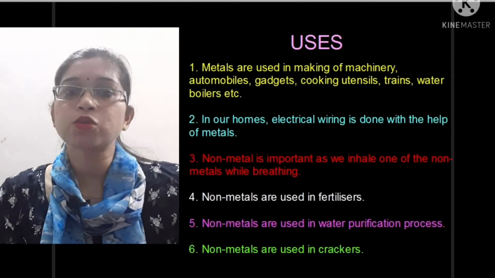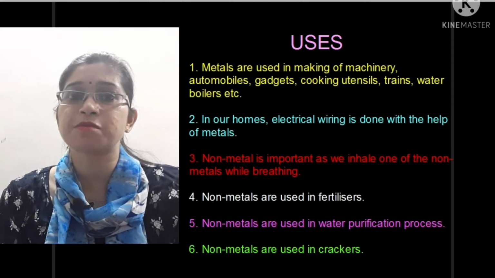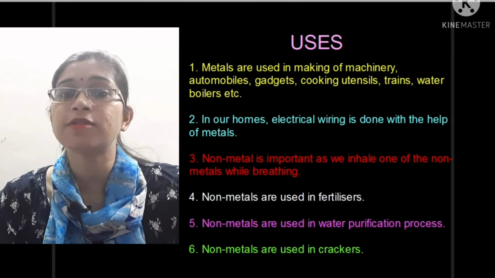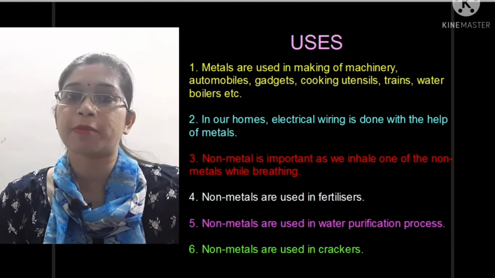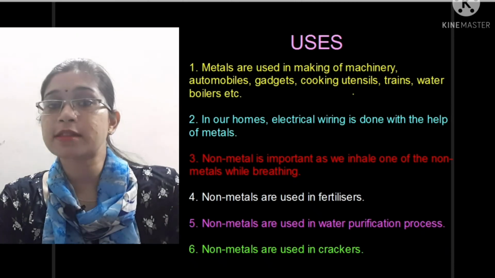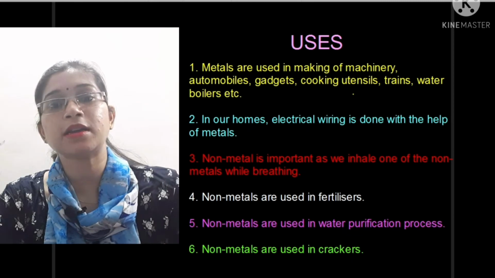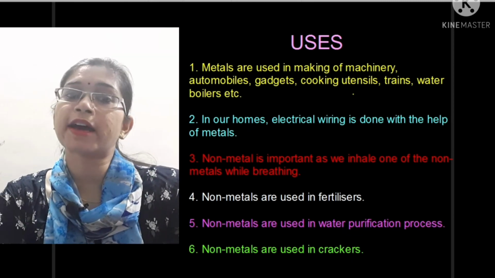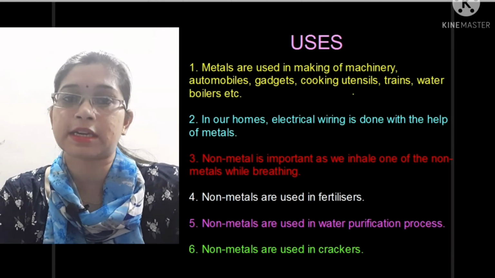Now let's move on to the uses. First of all, the metals are used for machinery, automobiles, gadgets, because we know that they are malleable, ductile, and hard enough. These properties make them suitable for use in automobiles, gadgets or cooking utensils, etc. We know that the metals are good conductors of heat and electricity. That is why the utensils are made using metals. In our homes also, electrical wiring is done using metals only. Why? Because they are good conductors of electricity.